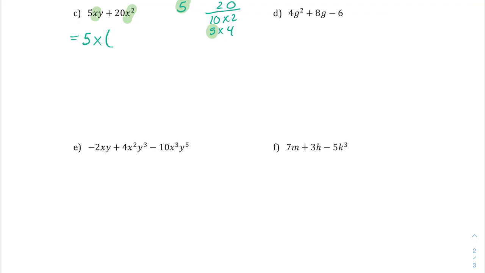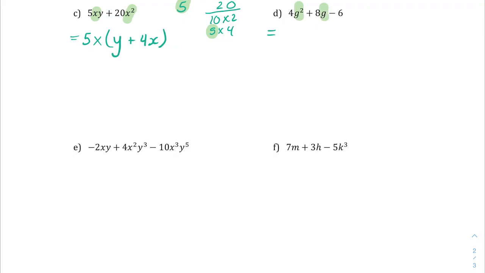5x times what will give you 5xy? That would be y. And 5x times what will give you 20x squared? That would be 4x. And that's how you fully factor out that equation. Okay, we have 3 more examples to do. So let's go to D.